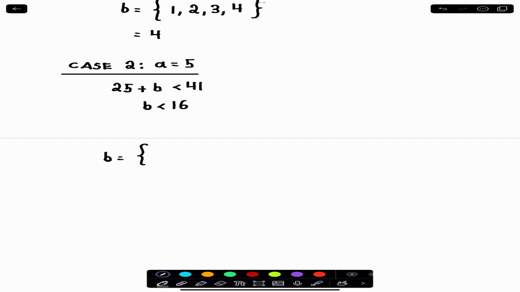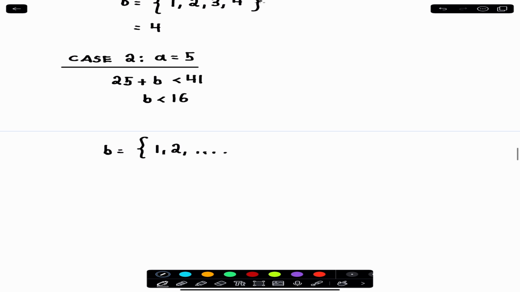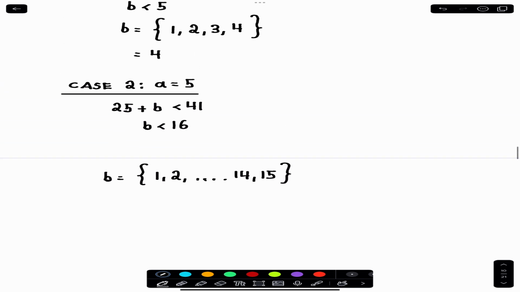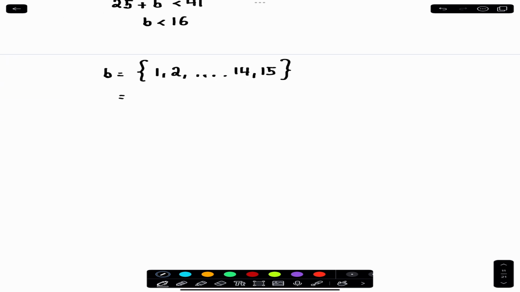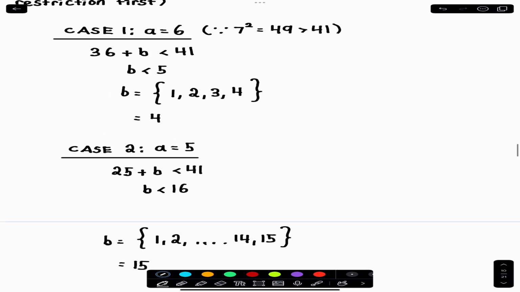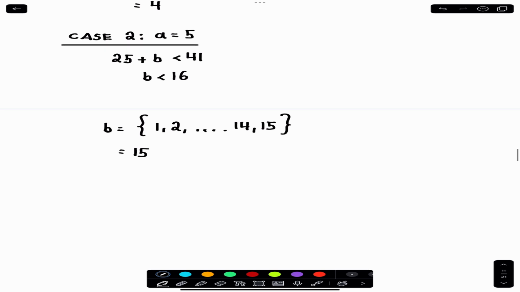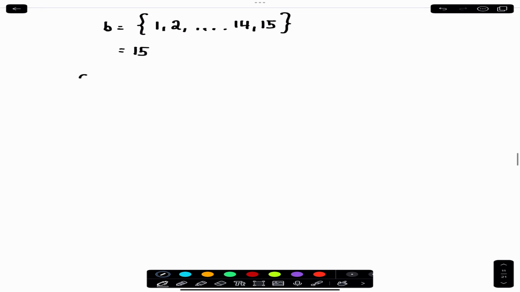because once again, b can be anything from 1, 2, 3, 4, all the way to 13, 14, 15, but it cannot be 16 because it has to be less than 16, not equal to 16. This tells us that we have 15 possible values for b when a equals 5. And you can see we repeat this process over and over again, because that's all casework is. So I'm going to be going through these a little bit faster.